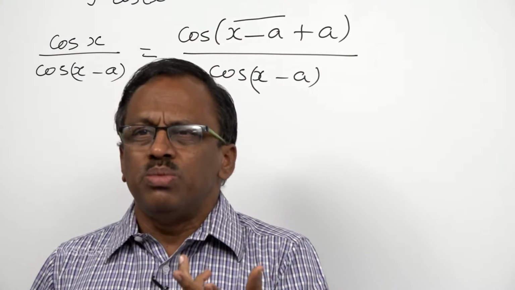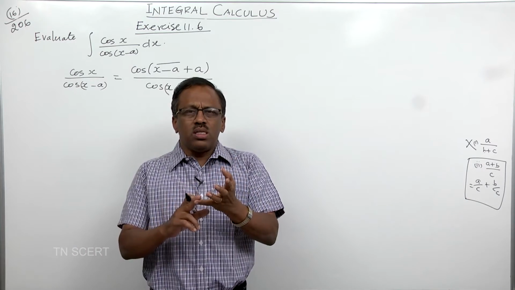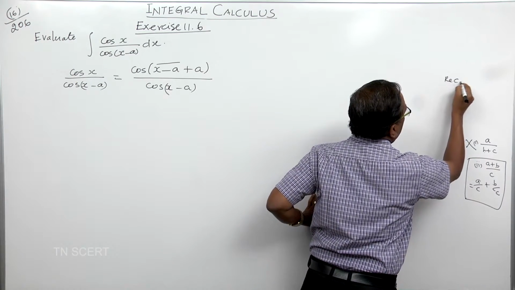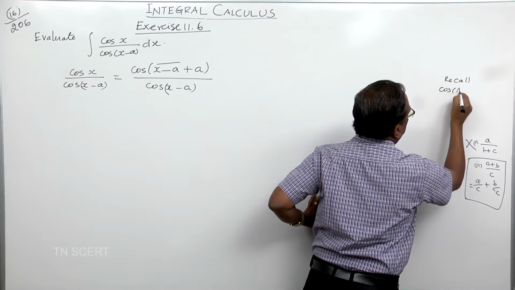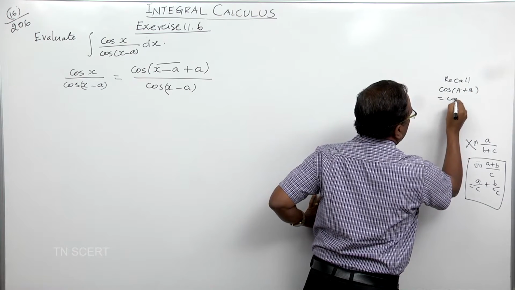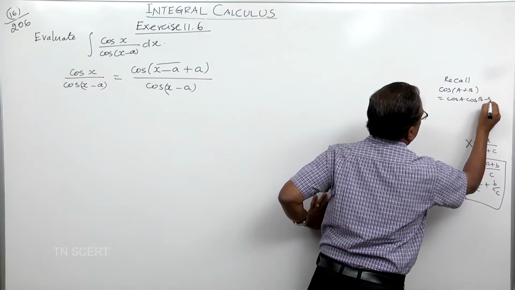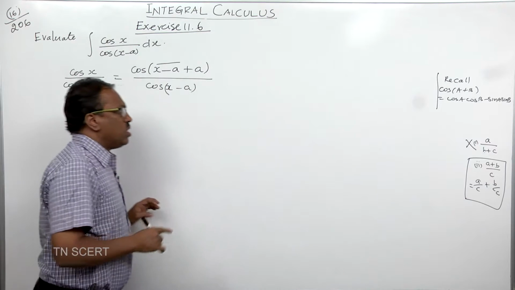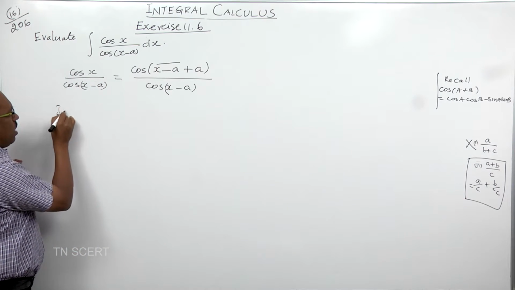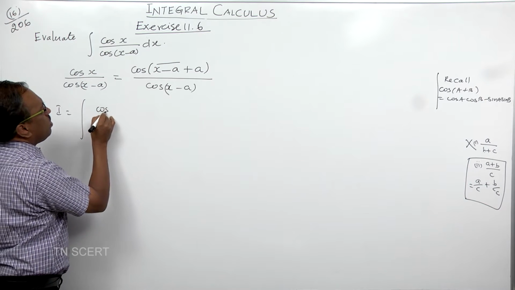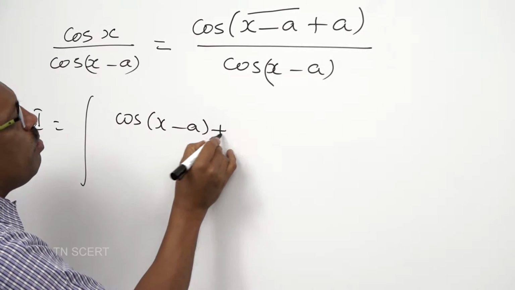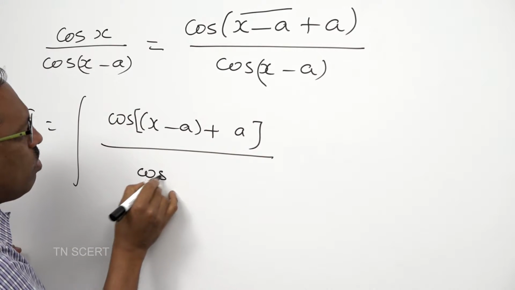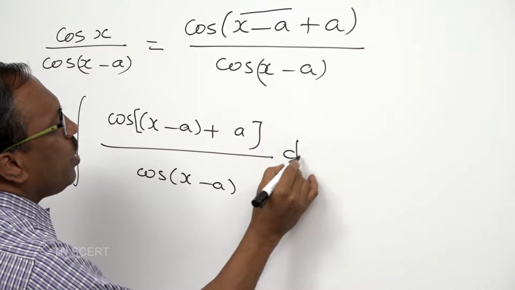What formula do you know? Do you know what formula it is? Cos a cos b minus sin a sin b. Recall this formula, cos of a plus b is nothing but cos a cos b minus sin a sin b. So this formula helps you to do this sum. Let us do the integral of cos of x minus a plus a, whole divided by cos of x minus a, with dx.